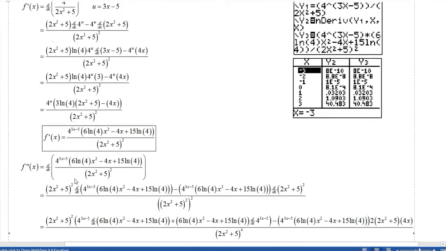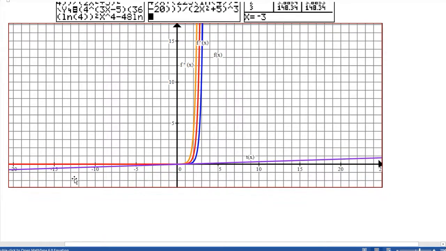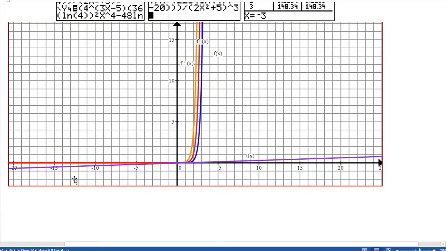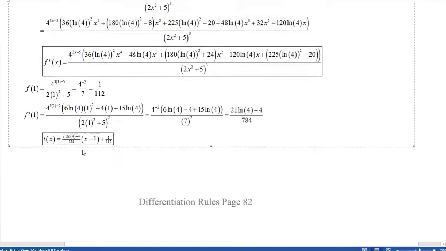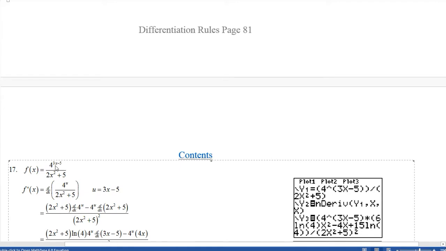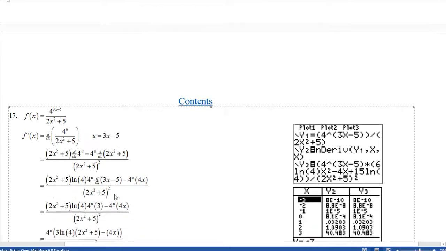Yeah, the original function should be above the x-axis. Yes, that is true. Okay, so it's above the x-axis, and all three of them look like they're basically indistinguishable from the x-axis here on the far left, because that is a horizontal asymptote. So as x goes to negative infinity, the top of this thing goes to 0, and the bottom goes to infinity. So the whole thing's going to 0 for sure.